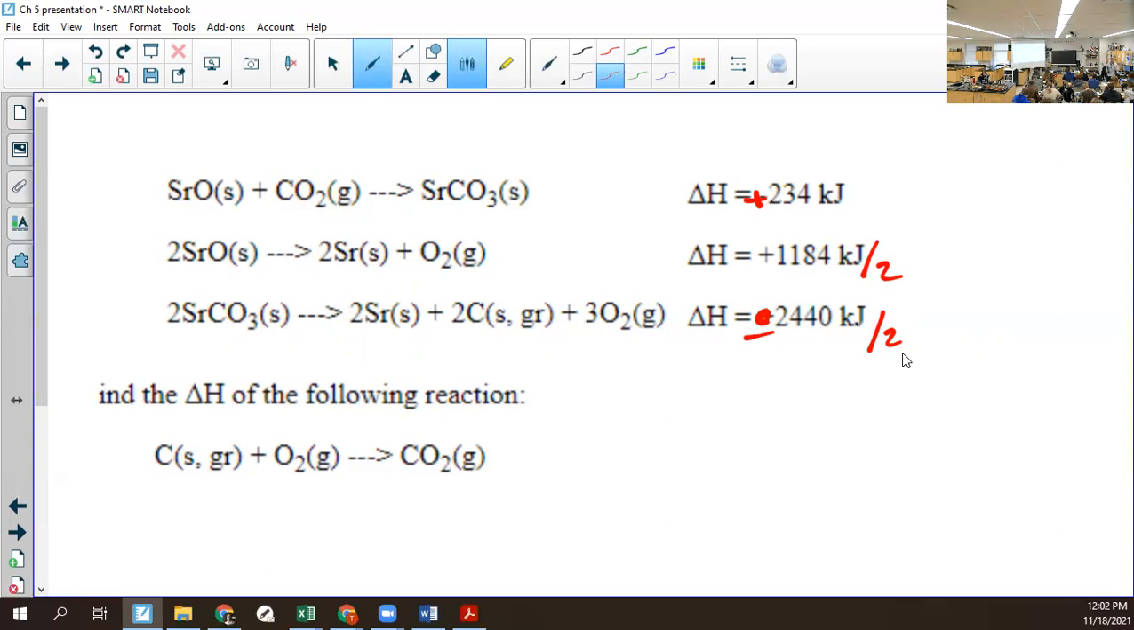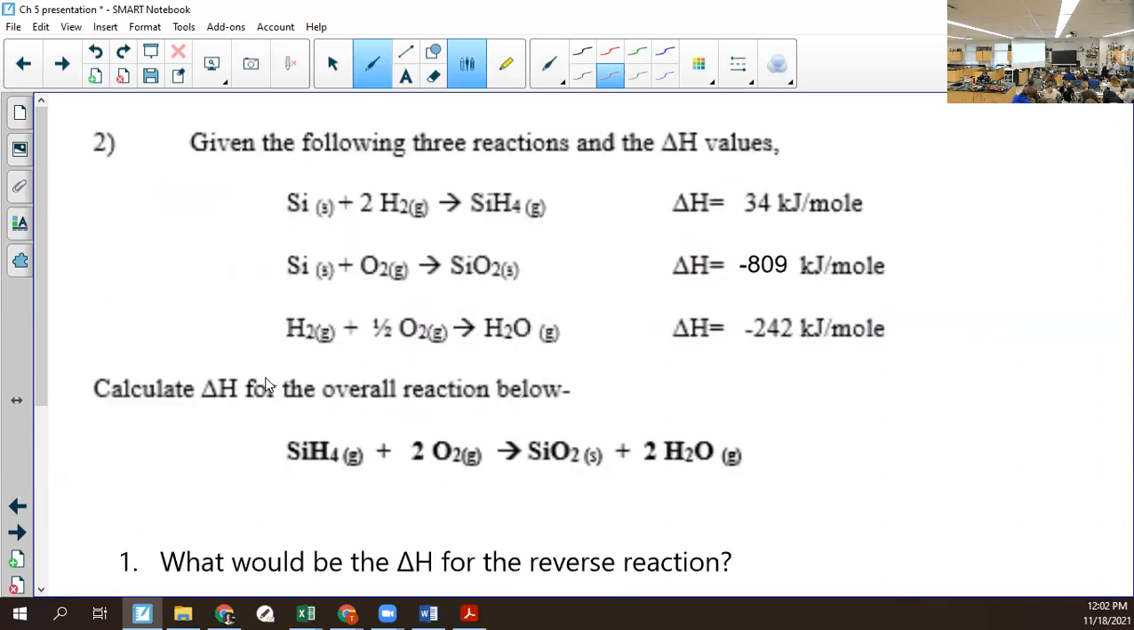Okay. I want you to do one more problem. This one's above average difficulty. So I don't want to spend a ton of time on it because we don't have a ton of time. Will you try this problem? So calculate delta H for it. And then this says 1, but really it'd be like B.